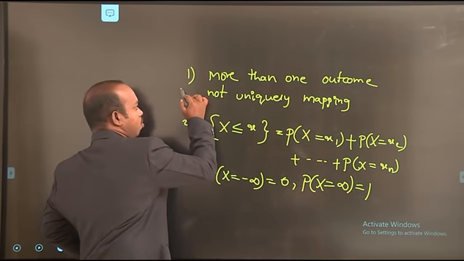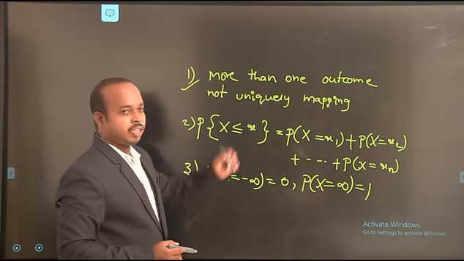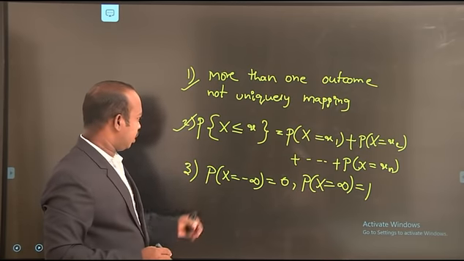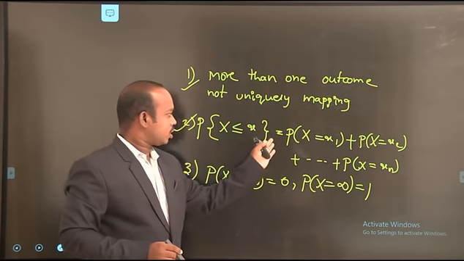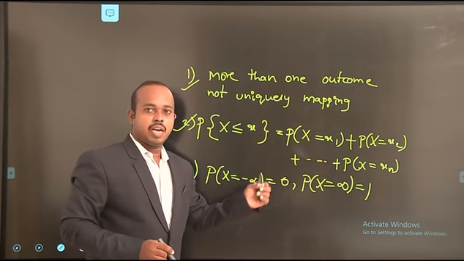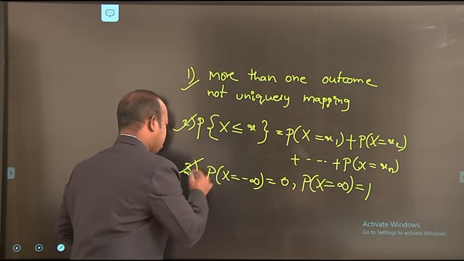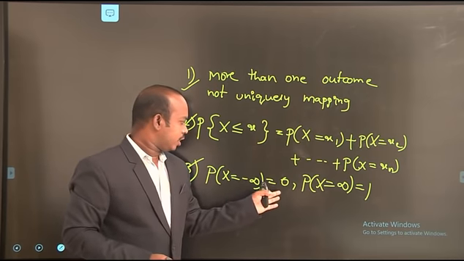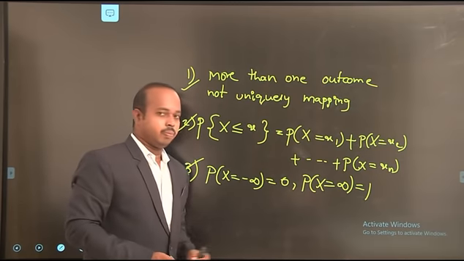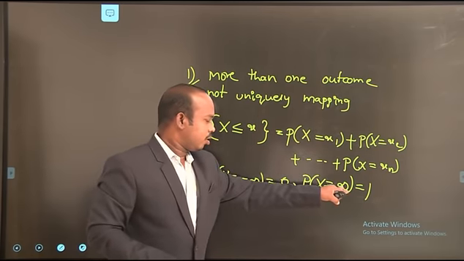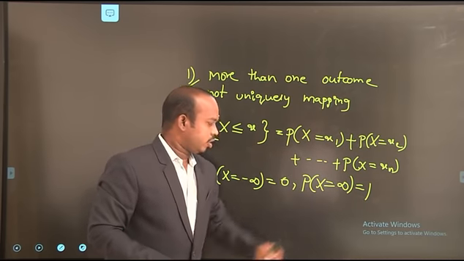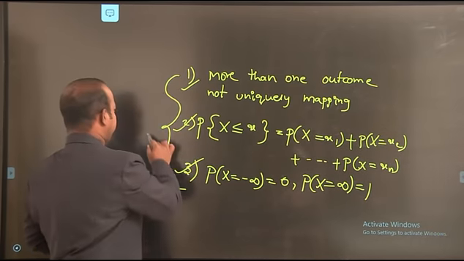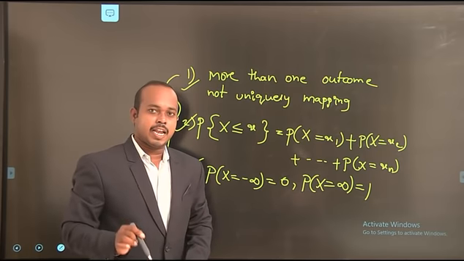The first condition is that there is more than one outcome, not a unique mapping. The second one is that the probability for a set is equal to the sum of the individual probabilities of the elementary outcomes. Coming to the third one, there are no negative values before minus infinity. That's why you can write that the starting value of a probability is 0. There are no real values after infinity. You can write that in probability theory the value is 1. Finally, you can say that any function that satisfies these three conditions is said to be a random variable.